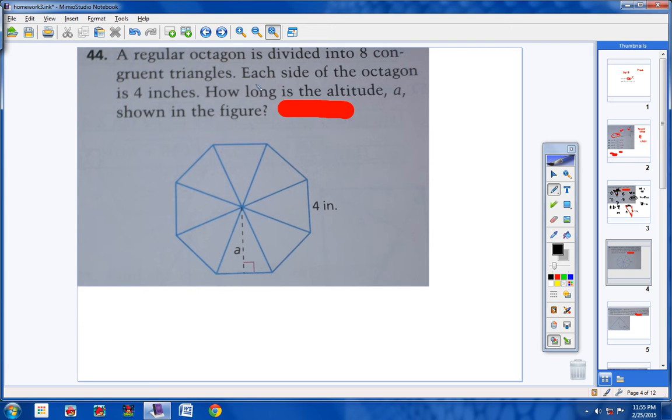A regular octagon is divided into 8 congruent triangles. That means all of these triangles are congruent. Each side of the octagon is 4 inches. How long is the altitude? Okay, let's take our time here, students, okay?